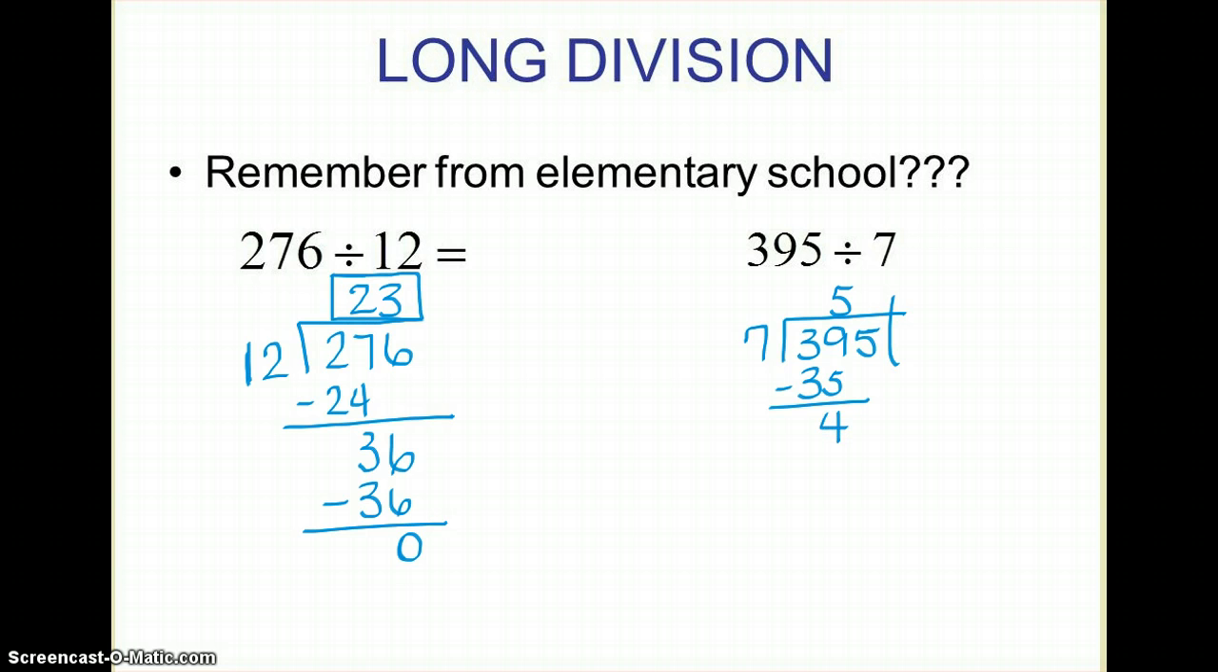Oops, got an extra line there. Sorry about that. Okay, so then I bring down my 5, and I get 45. 7 is going to go into 45 six times. The problem is that in this case, that's only 42. When we learned long division early on, since I'm out of numbers here, we called that 3 a remainder. So we would write something like 56 remainder 3.